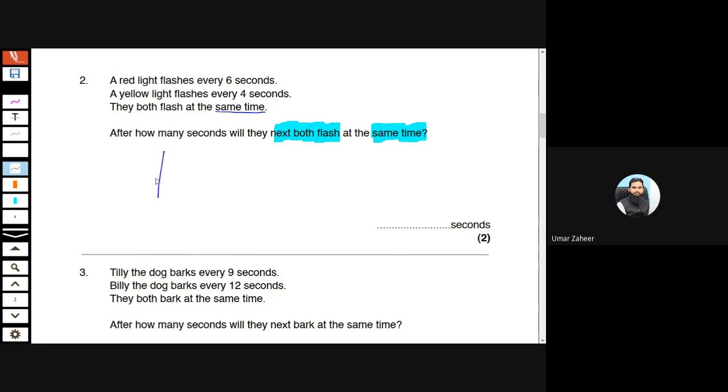You have different ways to find the LCM. I'm just going to use this one. 2 times 3 is 6, 2 times 2 is 4. 2 times 1 is 2, 3 as it is, and 3 times 1 is 3. 3 times 2 is 6, and 6 times 2 is 12 seconds. Did anyone not understand this one? Is it clear, everyone? Yes, sir.